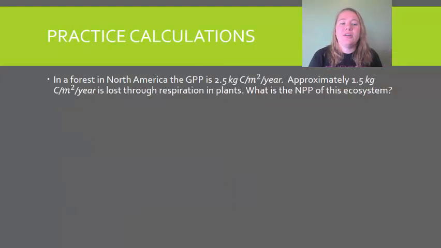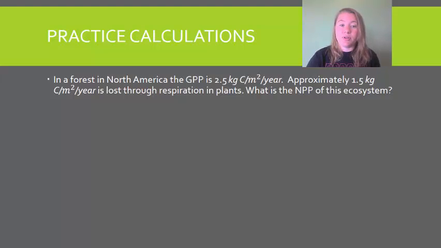So our example here, in a forest in North America, the gross primary productivity is 2.5 kilograms of carbon per meter squared per year. Approximately 1.5 kilograms of carbon per meter squared per year is lost through respiration in plants. So given this information, what is the net primary productivity of this ecosystem?